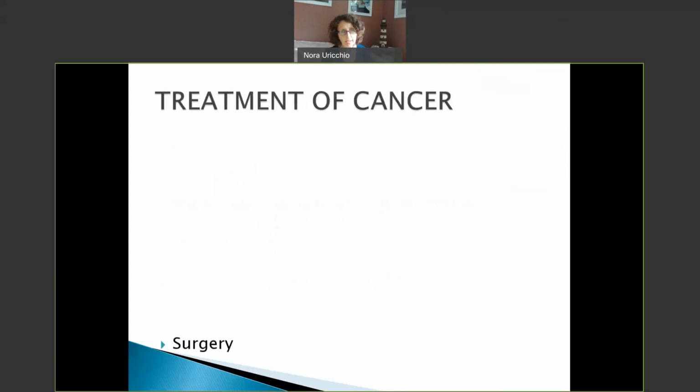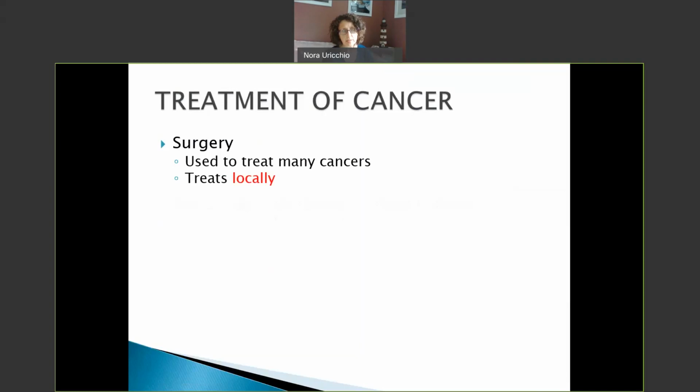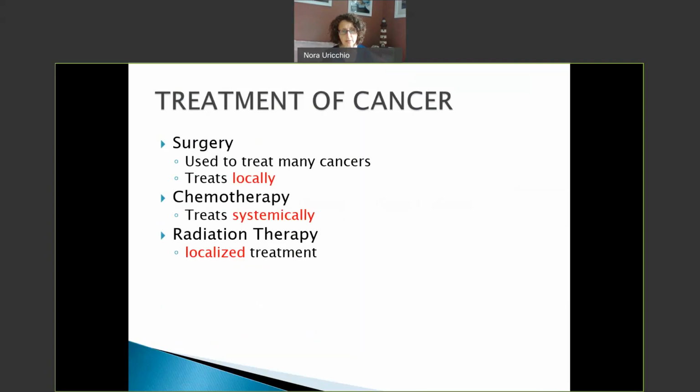Some of the ways that we can treat cancer, one of them is surgery. And that is a primary way of treating cancer, and it does treat locally. We can also do chemotherapy, which is systemic treatment, and then radiation therapy, which is also localized treatment. So we're only affecting the area that we're actually treating. Many times, cancers are being treated in many different modalities.